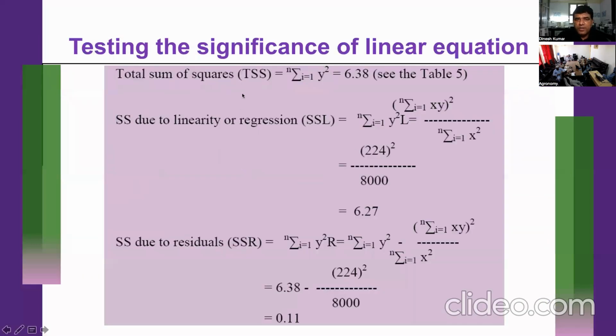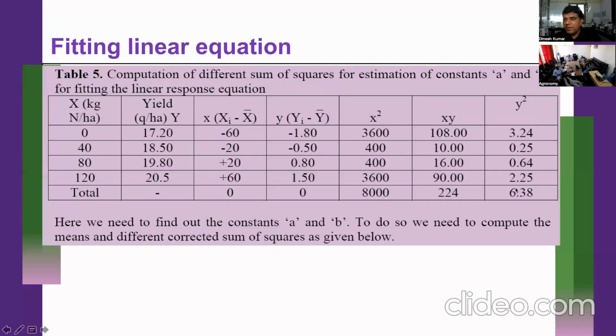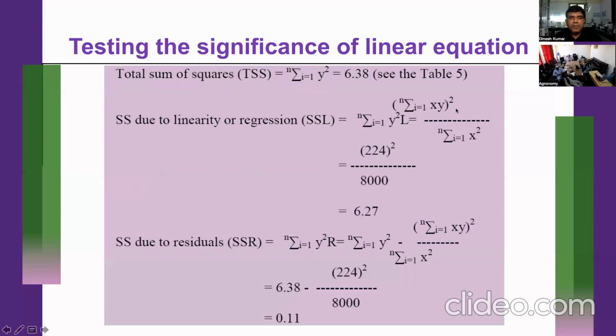Now we can know it. Total sum of the square is 6.38. If you remember, in the last table we calculated this, it was 6.38. This is the total sum of the square. So we can get it from here, equal to 6.38. And then the sum of the square due to regression. I told you it is by the difference method: total sum of the square minus error sum of the square. So it is 224 square over 8,000.